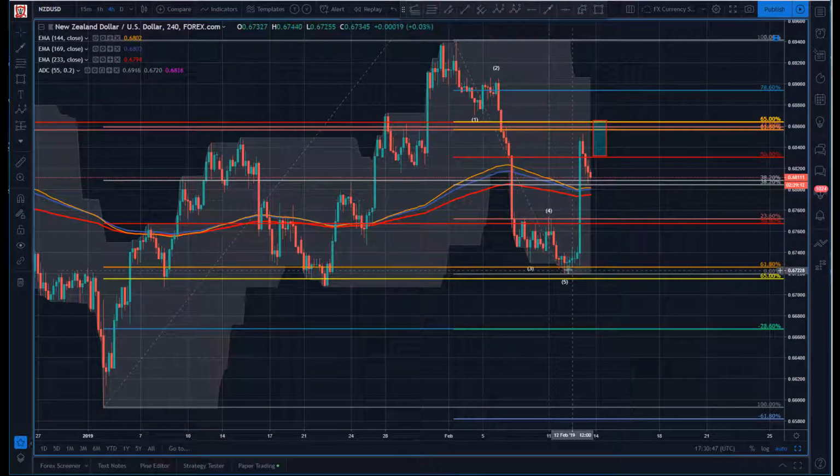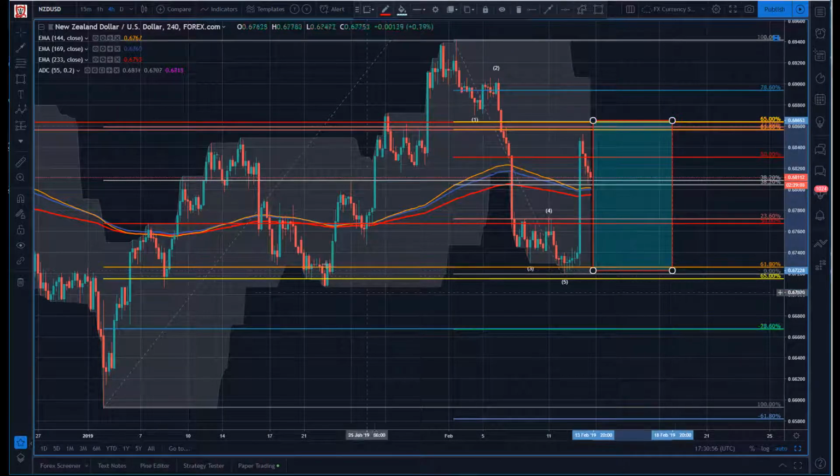Right, do you see that, guys? So what happened here? We went right down to the golden zone. Now, what's up here? So really, we're just stuck between two golden zones.